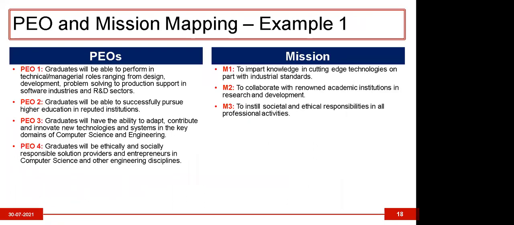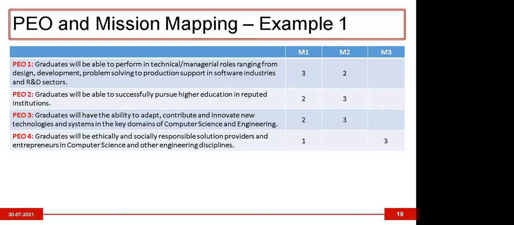Now here, for the same department, we have the PEOs and we have the mission statement. When you look at them, the PEOs are somewhere in line with, that means they are getting mapped with the mission. The same I try to represent through this particular mapping structure. So how are the mission statements contributing? Are they contributing at a low level? Are they contributing at a high level? Or are they contributing moderately?